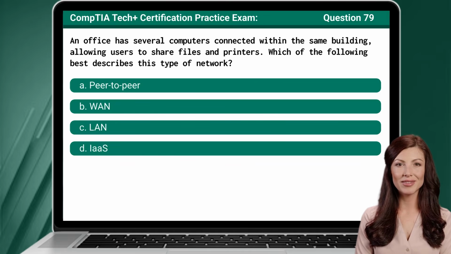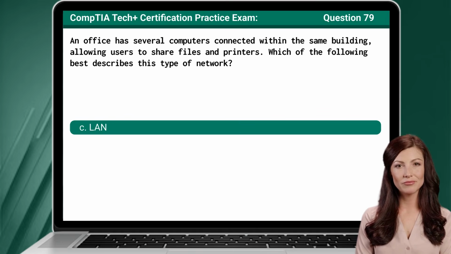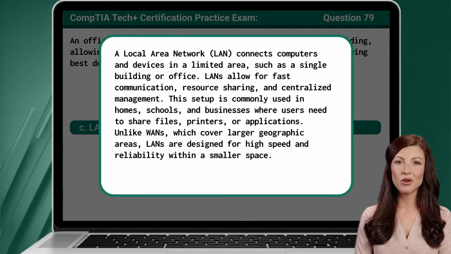The answer is C. LAN. A local area network, or LAN, connects computers and devices in a limited area, such as a single building or office. LANs allow for fast communication, resource sharing, and centralized management. This setup is commonly used in homes, schools, and businesses where users need to share files, printers, or applications. Unlike WANs, which cover larger geographic areas, LANs are designed for high speed and reliability within a smaller space.